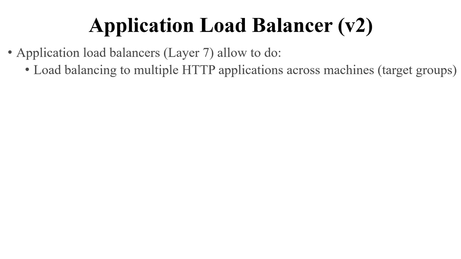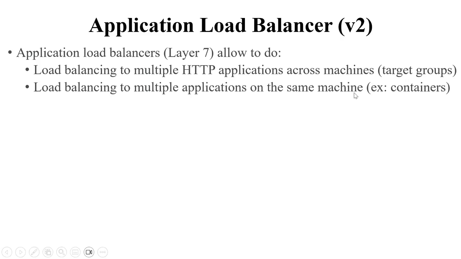The application load balancer internally uses layer 7 to do load balancing to multiple HTTP applications across machines, multiple target groups. Load balancing to multiple applications on the same machine also. Yes, as in the first example, I have the 8080 service with the users application as well as the reports application in the same EC2 instance. That's also something I can define.